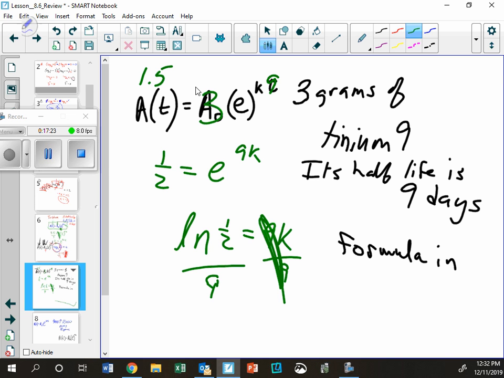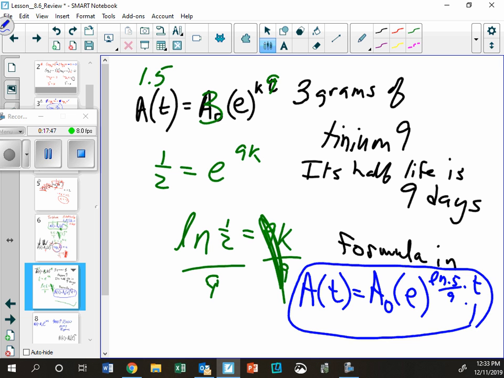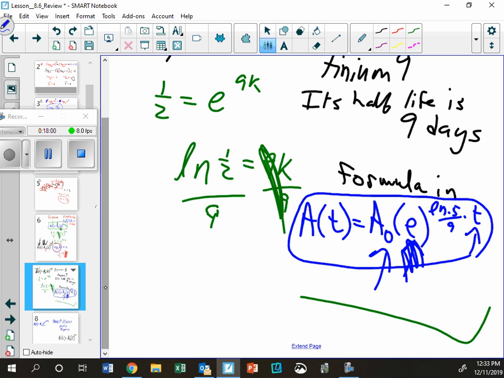What they asked is, what's the equation? Well, it's A of t equals A of 0 times e to the, and just now we know what k is, ln of 0.5 divided by 9 times the t. There. That's an equation where you could tell me any time and any starting amount, and then I could figure out how much is left. Okay, so final answer is this equation where you know what k is.